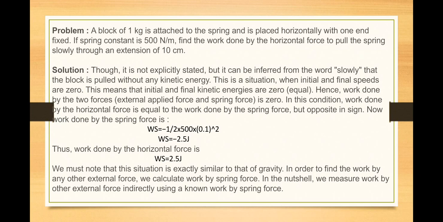Now, work done by spring is of the form W is equal to minus 1 by 2 k x square. Take spring constant, and we have 10 centimeters that we can convert into 0.1 meter. Calculating, W is equal to minus 2.5 J. Thus, work done by the horizontal force W is equal to 2.5 joules.